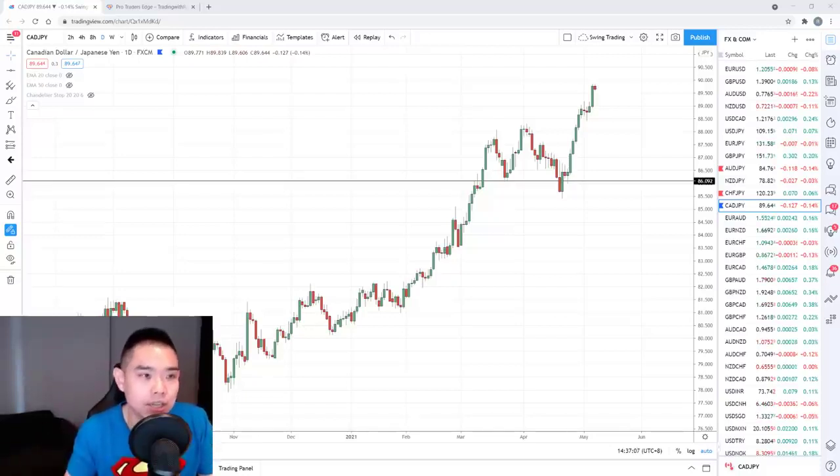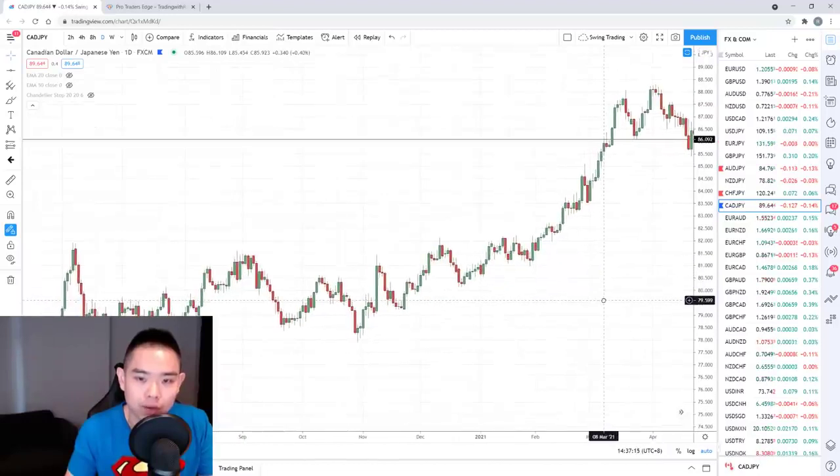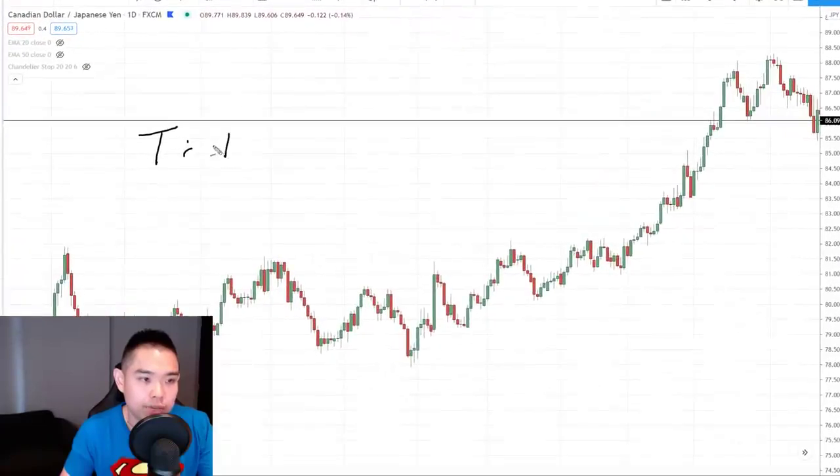So let's get started. The first thing that I want to share with you is Canadian against the Japanese yen. This is a trade that I took about 1 week back. So let me explain to you what happened. You can see that this market is a trending market. Market is in an uptrend. So let's say in an uptrend, okay, it's up.